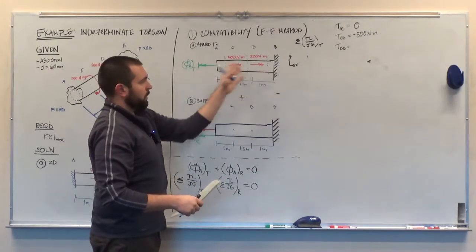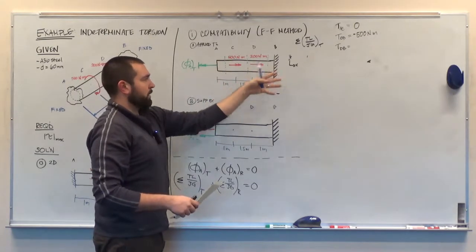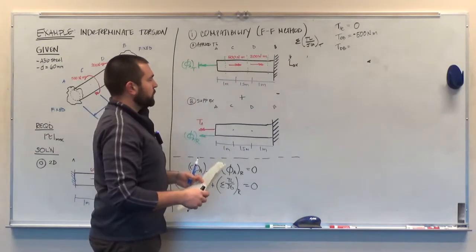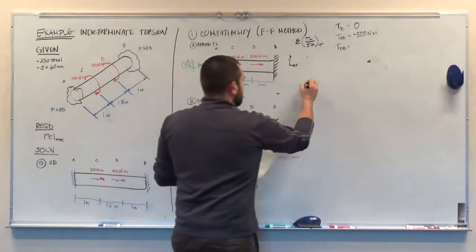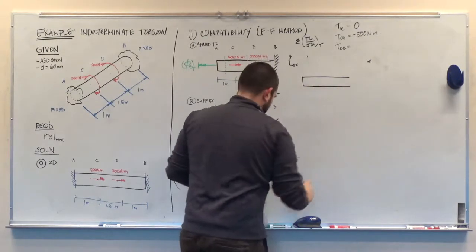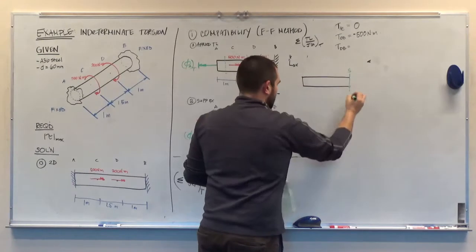I can choose to keep the portion of the shaft to the left of the section cut if I want, or I could take the section to the right. I'm just going to be consistent and keep on taking the portion to the left. So my free body diagram now is a little bit longer because we're cutting it further down the shaft. I have my section cut right here.